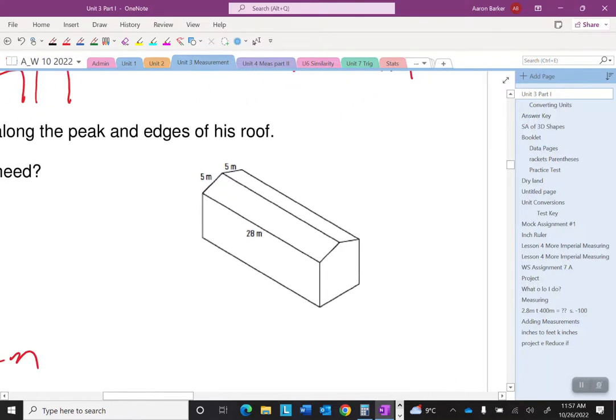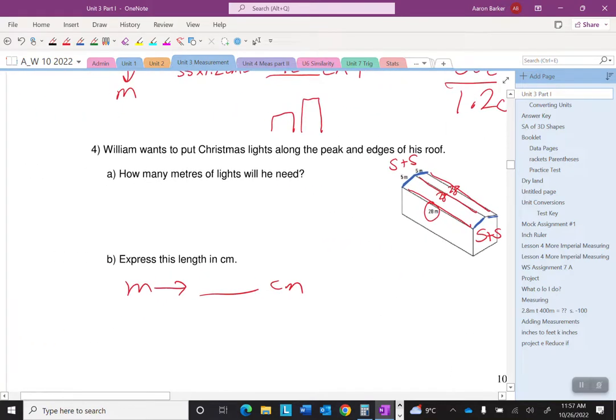Wait, next one. For this one, you're measuring Christmas lights on the peak. So that's those two blue pieces, which are 5 and 5. You're also doing this peak, so 5 and 5. And you're also doing all the other edges, 1, 2, 3 edges. So 5 plus 5 plus 5 plus 5 plus 28 plus 28 plus 28. You're adding them all up. Okay, that's what you're doing. And then at the end, all you're doing is converting how many meters you have into centimeters by doing your conversion for that question.